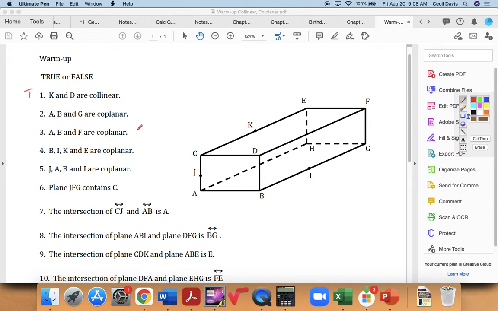Points A, B, and G are coplanar, all on the same plane. A, B, and G. Well, that's actually pretty simple, I think. They're all on that bottom plane. So that is true as well.